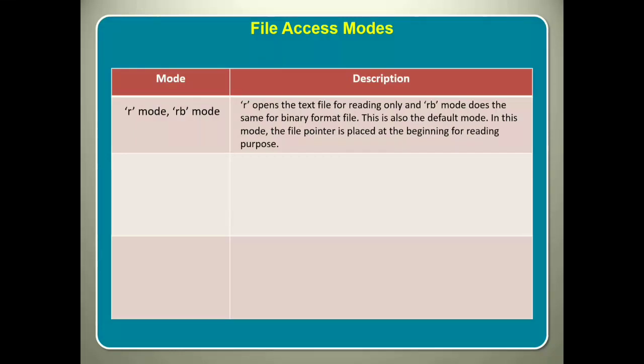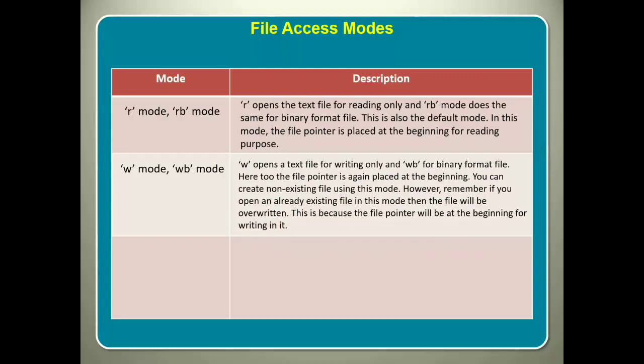The next file access mode is the w mode. w opens a text file for writing only and wb for a binary format file. Here too, the file pointer is placed at the beginning. You can create a non-existing file using this mode. However, remember, if you open an already existing file in this mode, then the file will be overwritten. This is because the file pointer will be at the beginning for writing in it.